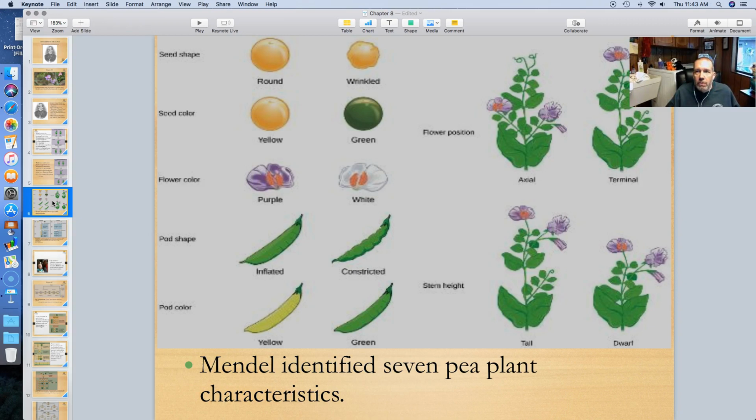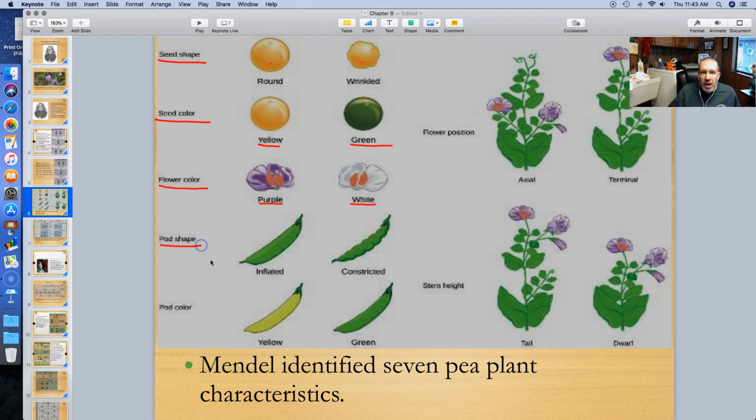So again, Mendel used pea plants in his experimentation. And it wasn't just the color of the plants. It was a number of different characteristics. He looked at the shape of the seed, whether it was round or wrinkled. He looked at the seed color, yellow and green seeds, or peas in other words. Of course, the flower color like we just talked about.